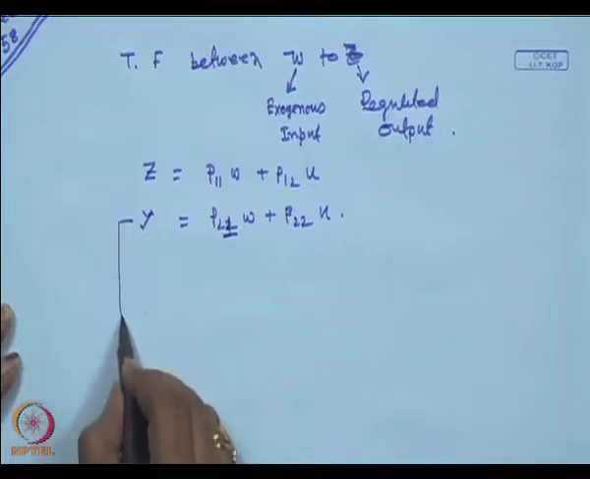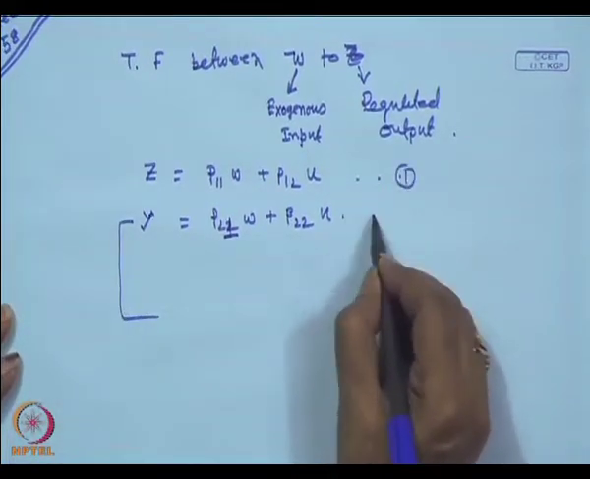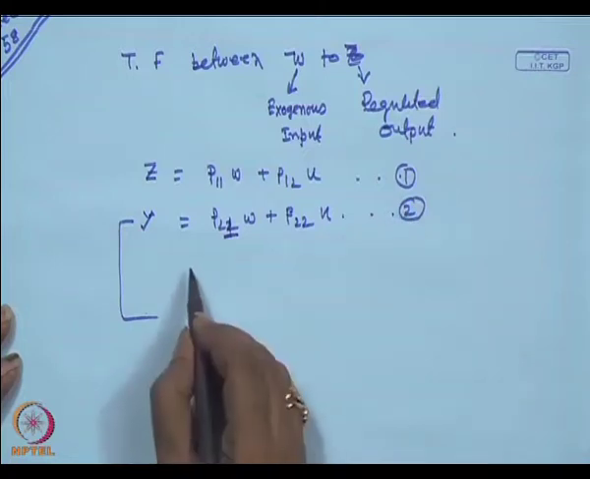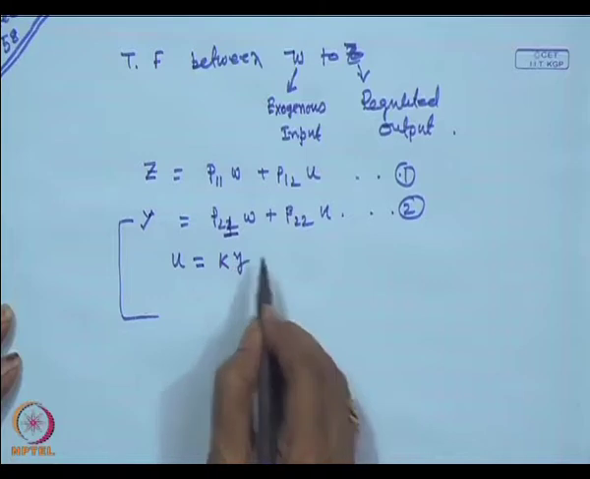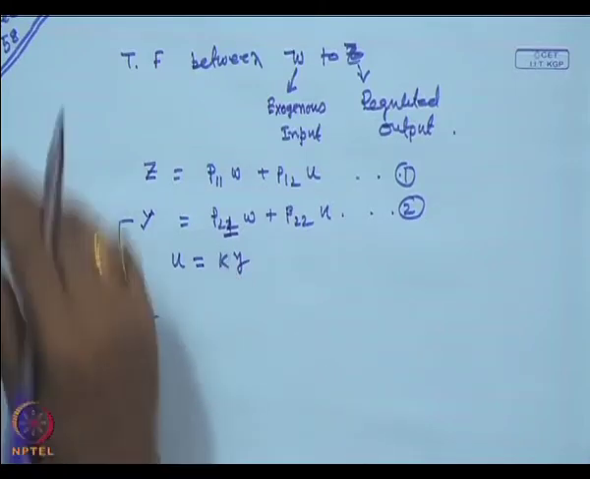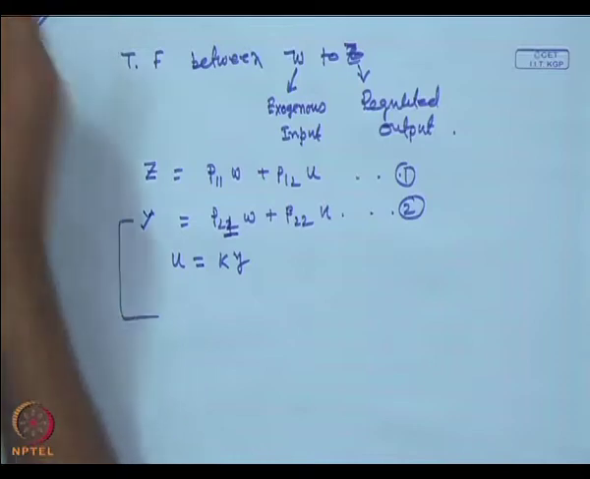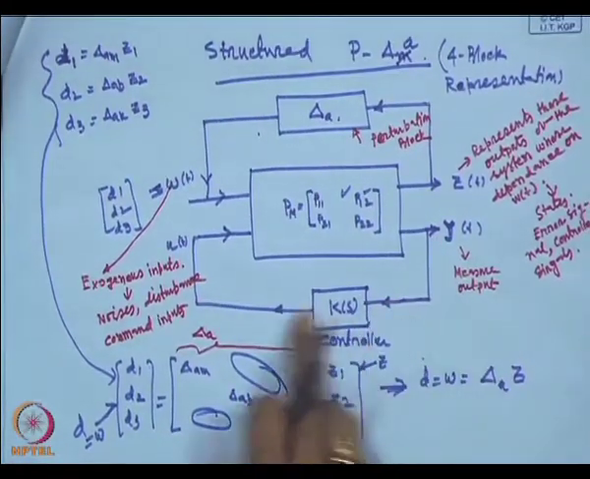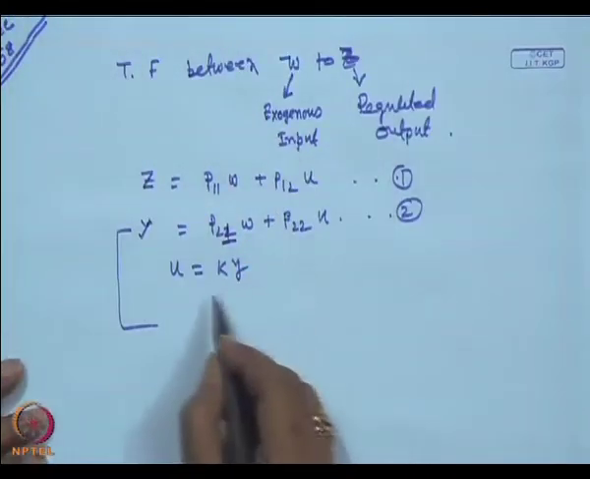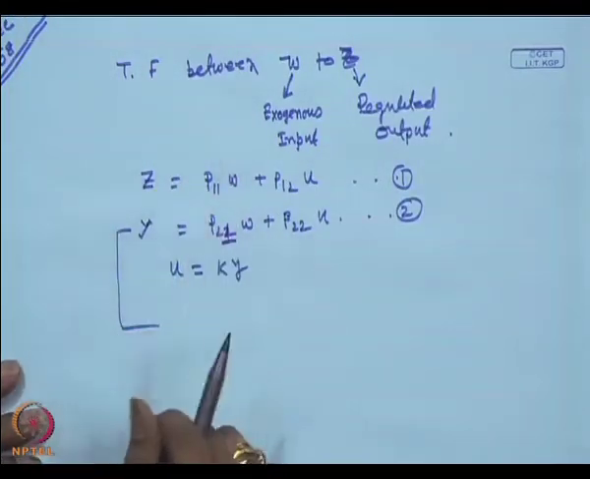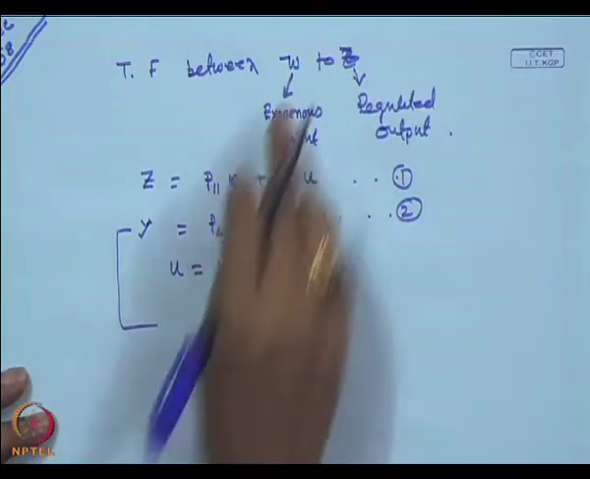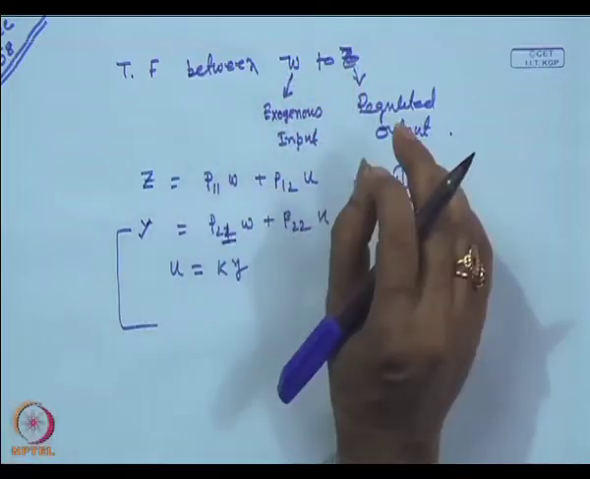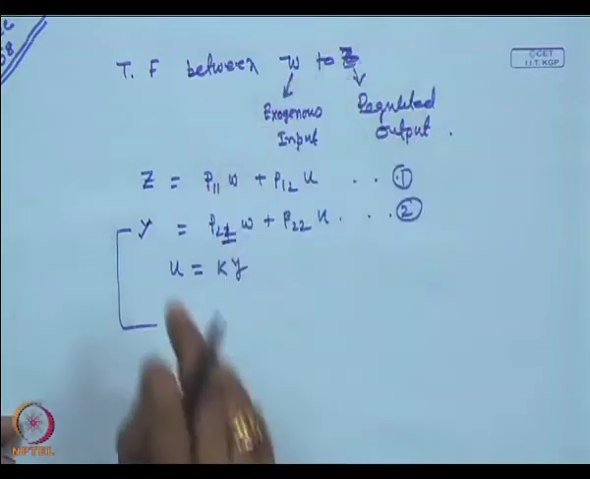Let us call this equation number 1, this equation number 2, and in addition to this we know another equation, that U is equal to K into Y. If you see this basic diagram, this one, K into Y, I am omitting the S for convenience. Now after manipulation we will find out the relationship between W and Z, a transformation between the signals W and Z.